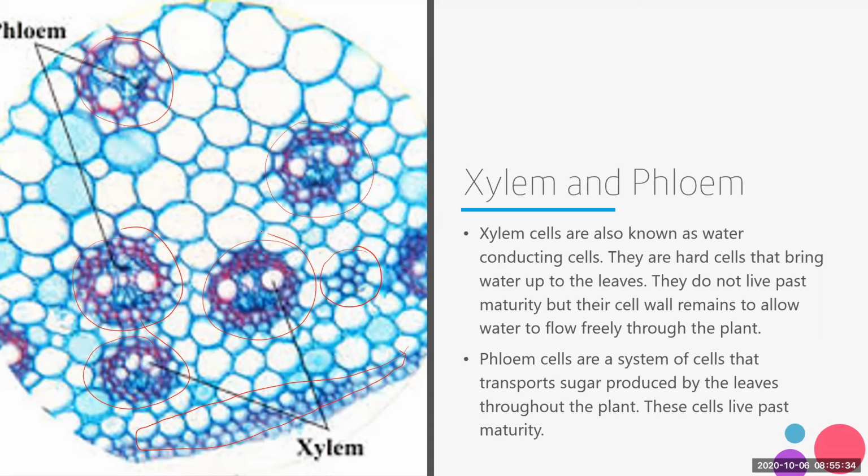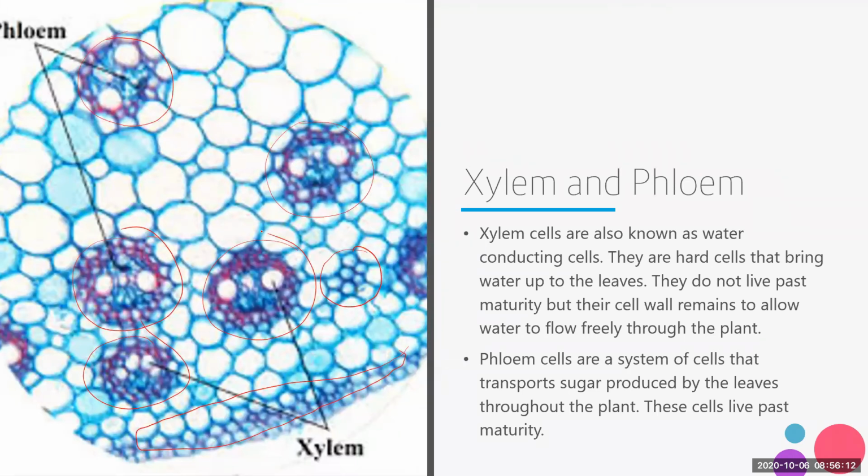So while xylem is the water conducting cells, phloem is the sugar conducting cells. Phloem moves the sugar produced in the leaves all throughout the plant body. It delivers the food of the plants to the other parts of the plant body. So that is the function of phloem. That is why it's also called the sugar conducting cells.